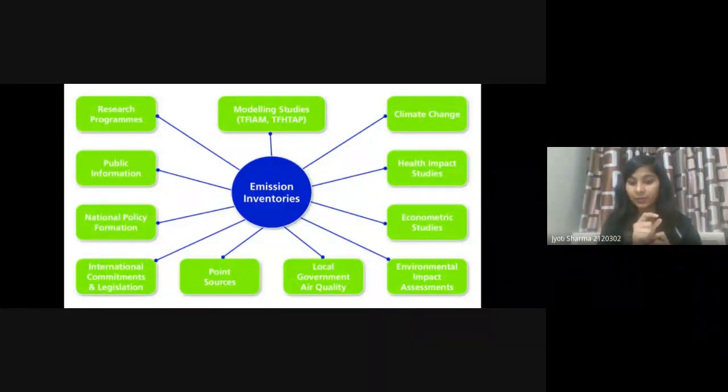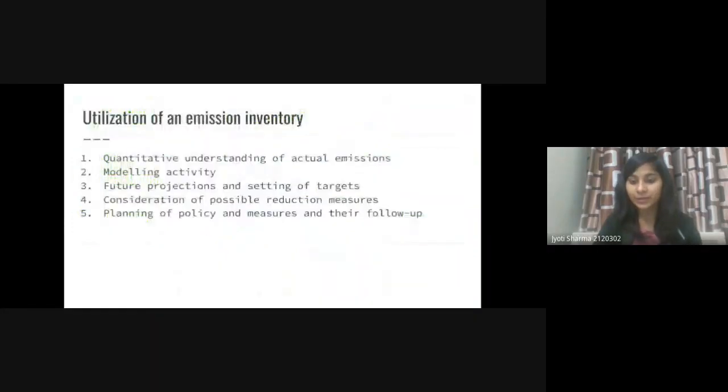Likewise, you have uses for policy making. For example, if you want to create machinery that can reduce your emissions, what will you do? You must have some values. Based on that, you can say that after my instrument's implementation, the emission has been reduced. So you must have some kind of baseline values. These are the different advantages of having this emission inventory in our state or in our countries.